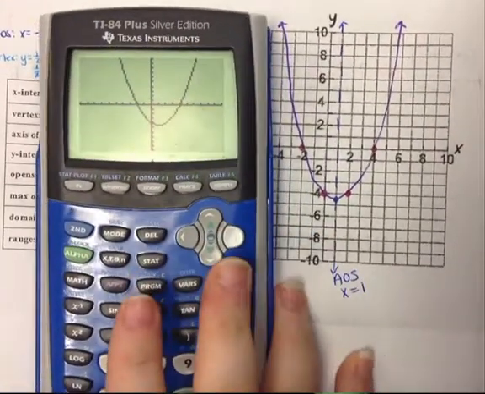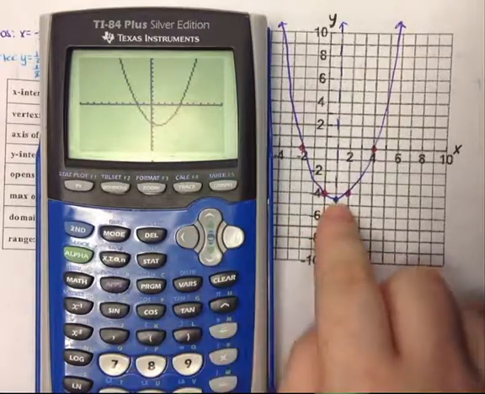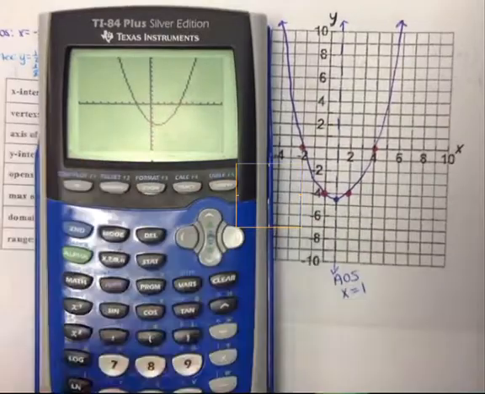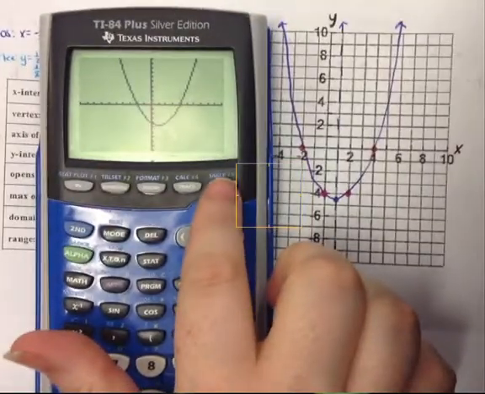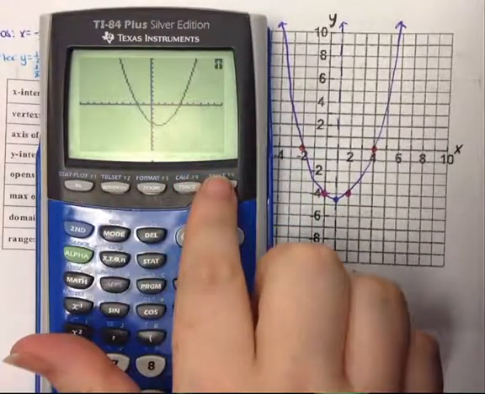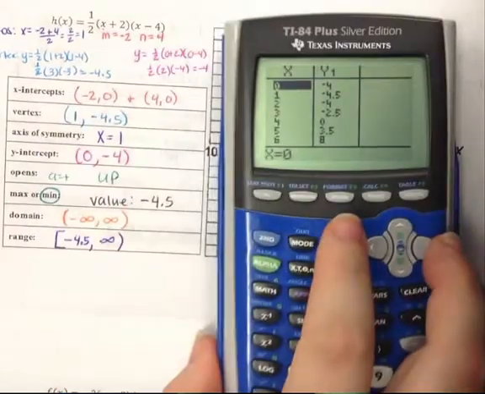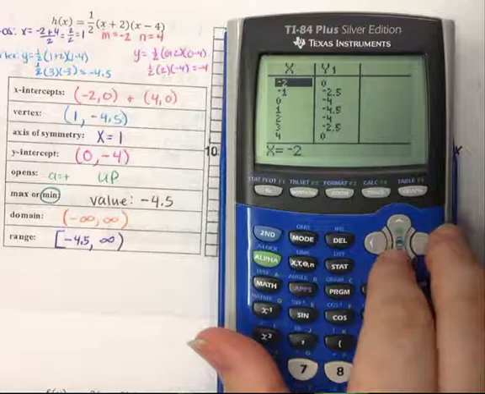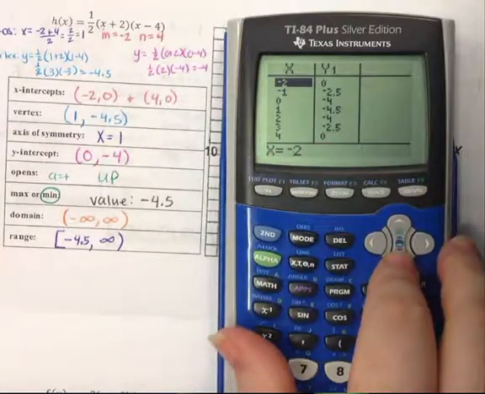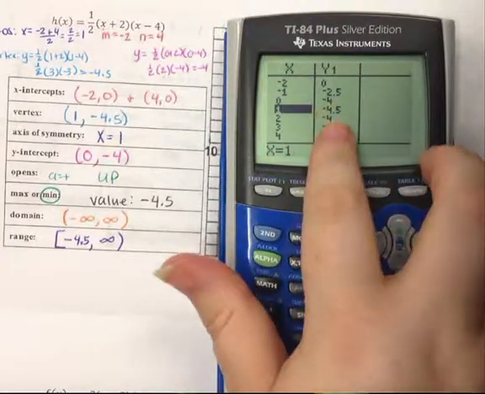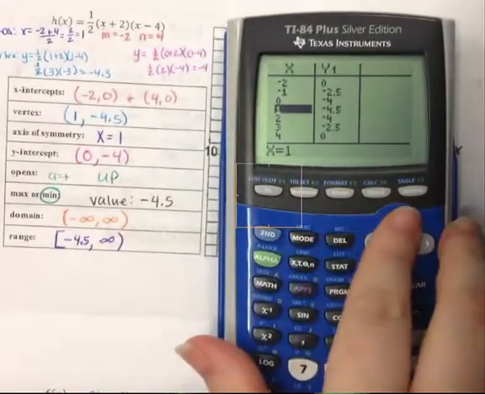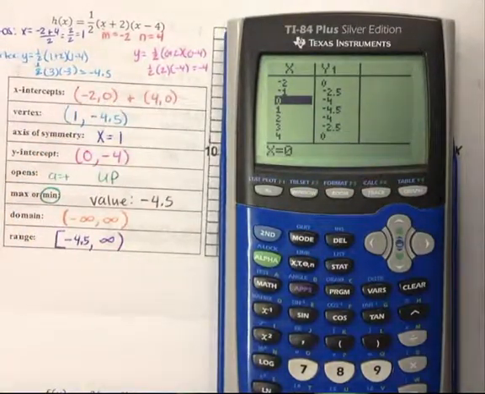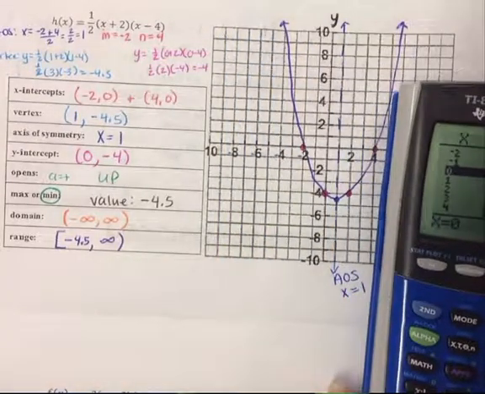I can see that my graph does look similar. I can see that it's slightly off of the y-axis like it is here. I can also go to my coordinates, my tables. So second graph, and I can find these coordinates. So -2 is at 0. +4 is at 0. My 1 is at -4.5. And my 0 is at -4. So I was correct on all of these coordinates. And then I can make sure that they are graphed correctly.